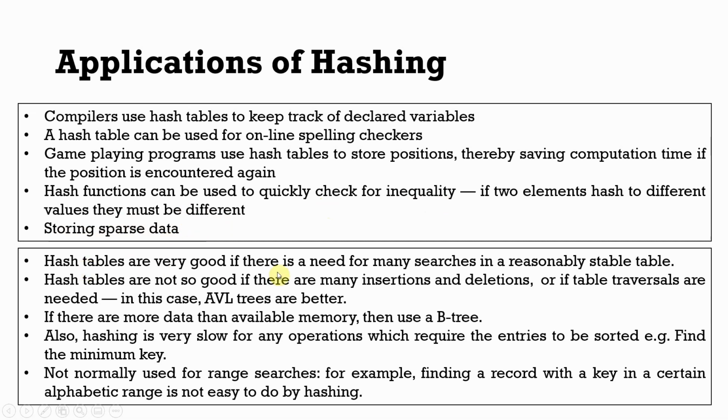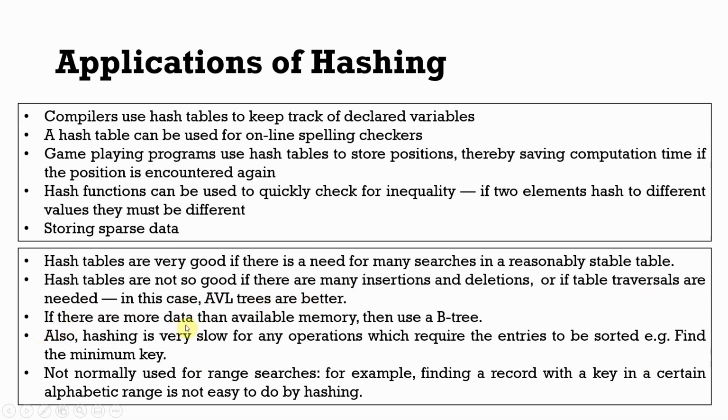Hash tables are very good if there's a need for many searches in a reasonably stable table. It means a table that doesn't change that much, where there's not so much deletion or insertion. Hash tables are not so good if there are many insertions and deletions, or if table traversals are needed. In this case, AVL trees might be a better option.